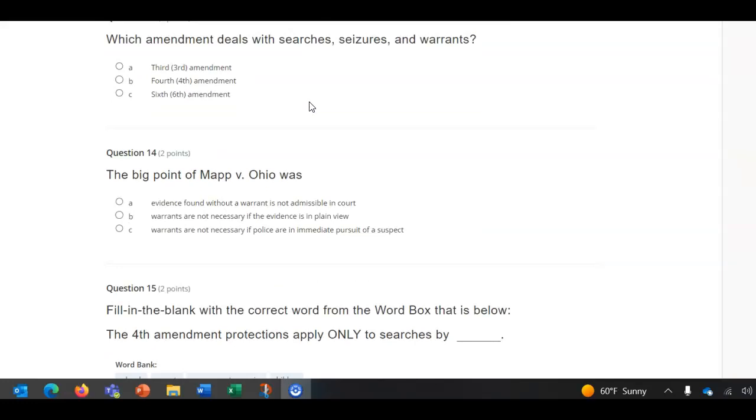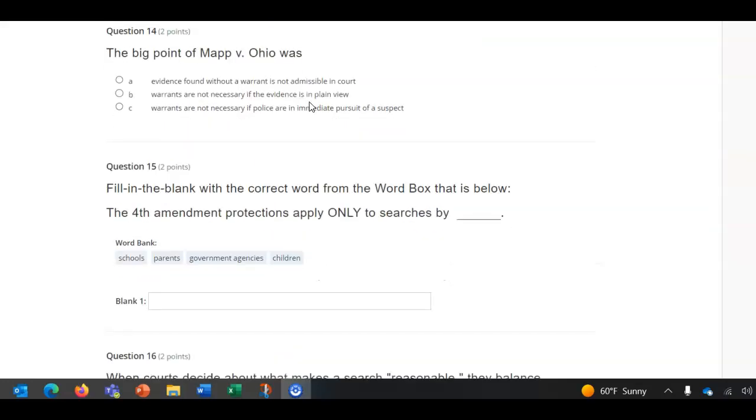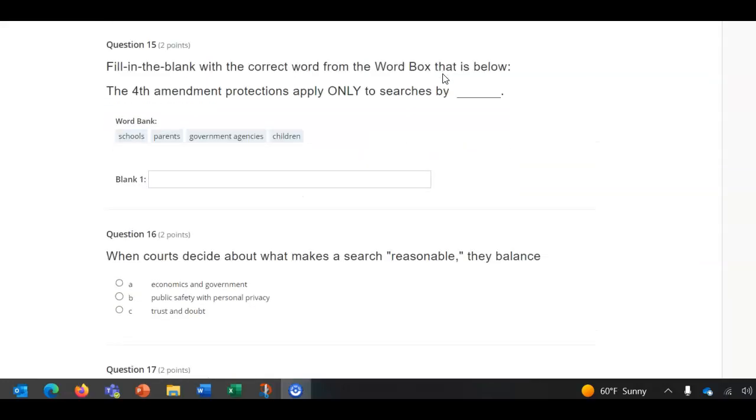Which amendment deals with searches, seizures, and warrants? A. Third Amendment. B. Fourth Amendment. C. Sixth Amendment. The big point of Mapp versus Ohio was A. Evidence found without a warrant is not admissible in court. B. Warrants are not necessary if the evidence is in plain view. C. Warrants are not necessary if police are in immediate pursuit of a suspect.